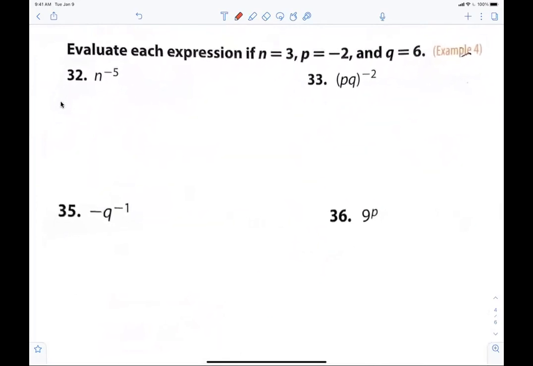32. Yeah. So what is n? Okay. So now you have to tell me what 3 to the negative 5 is as a fraction. Go. I think it's like 1 over 3. Yeah, it is correct. 1 over 3 to the 5th. What is 3 to the 5th? Oh, 3 to the 5th. You can use a calculator.